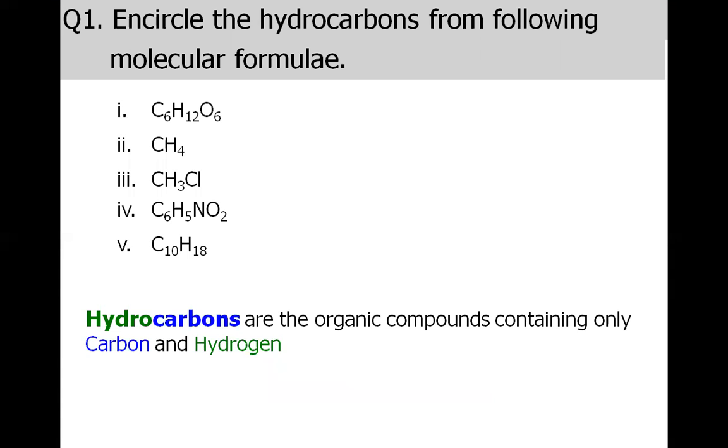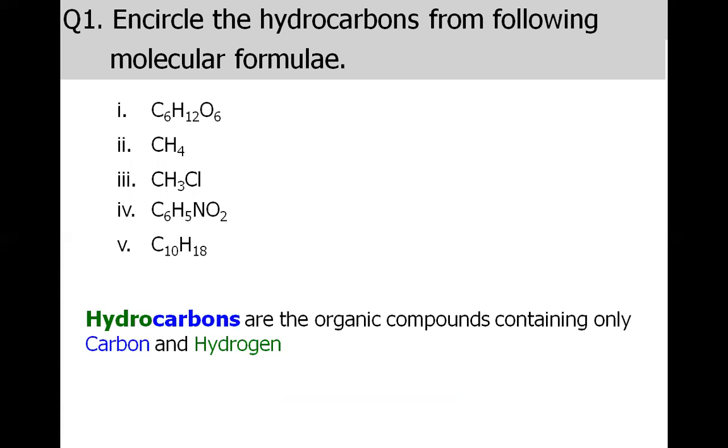In fact, these are the compounds that contain only carbon and hydrogen. So if we have any other element other than carbon and hydrogen, it is not a hydrocarbon anymore. If you look at compound 1, which is C6H12O6, although it's an organic compound, it is not a hydrocarbon because we have oxygen as well.